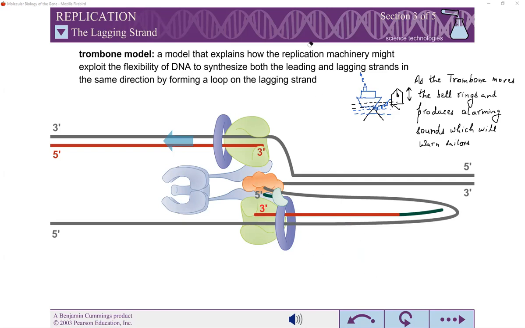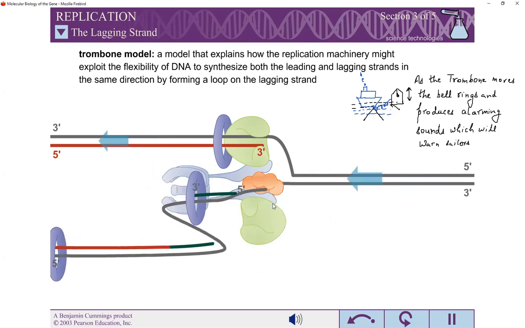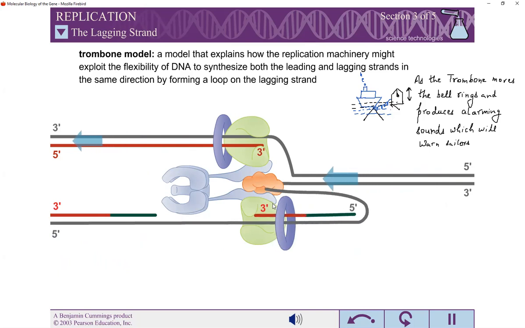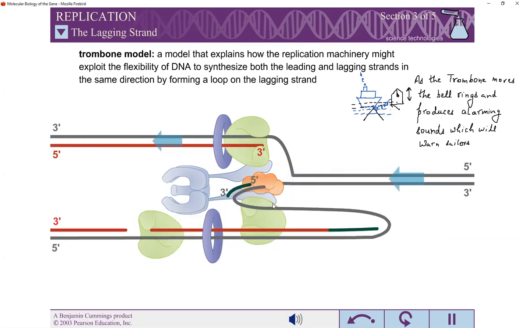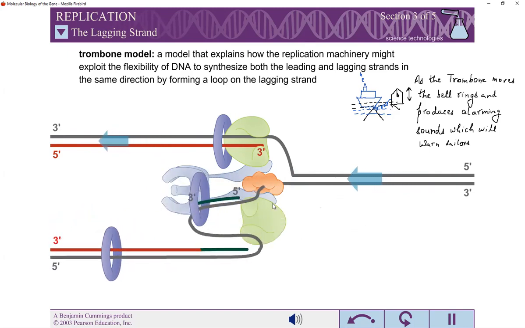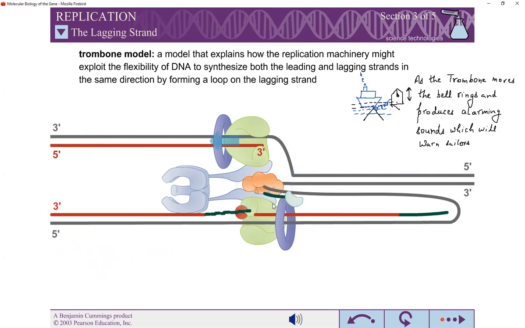Okay, look here. In this model, the single-stranded DNA template for the lagging strand pulls through the DNA polymerase, similar to the slide of a trombone. This flexibility allows the DNA polymerase to add nucleotides to the 3' end of the growing lagging strand.